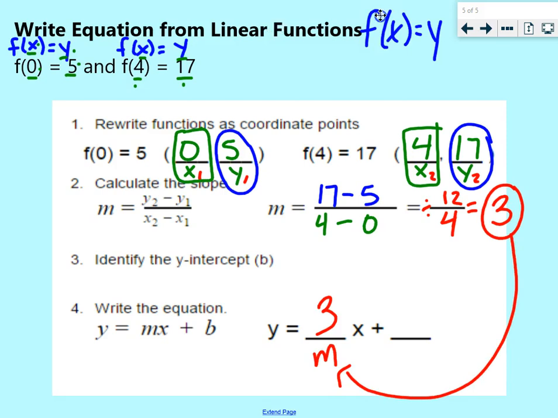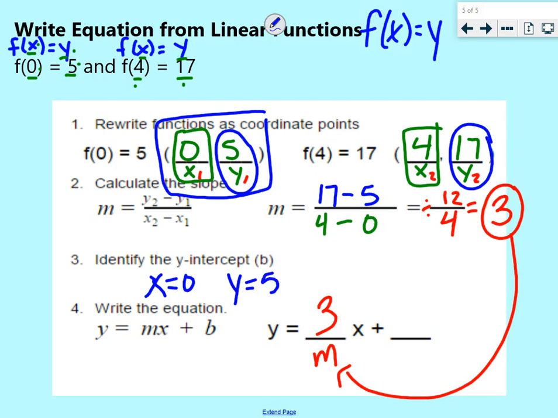And then lastly, identify the y-intercept, your b. So remember, your y-intercept is when x equals 0. So look at your coordinate points and identify the coordinate point where x is 0. That coordinate point right there, x is 0. The corresponding piece, y equals 5. So that is actually your b right there. When x is 0, y is 5.